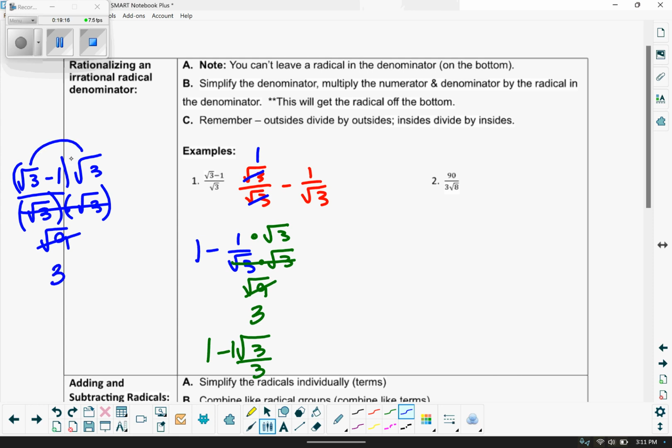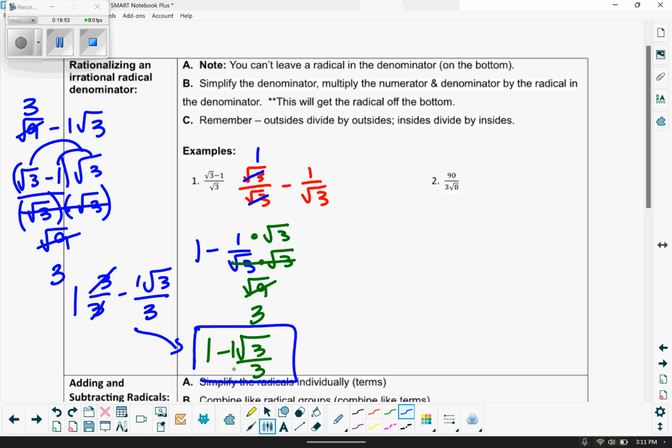I'd have to distribute this to both items. So that first part's going to give me 3 times 3, which would be radical 9, minus 1 radical 3. And the square root of 9 is 3. So then to reduce that, what I really have is 3 minus 1 radical 3 over 3. So I should make that separate for you guys so you can see it. There you go. It's 3 over 3 minus 1 radical 3 over 3. And the 3 divided by 3 gives me a 1. Hence, I end up with that.